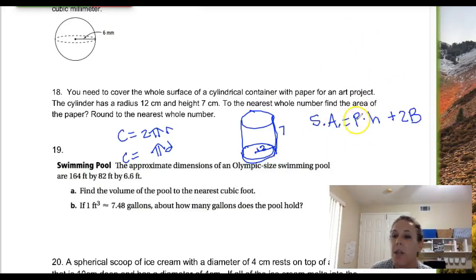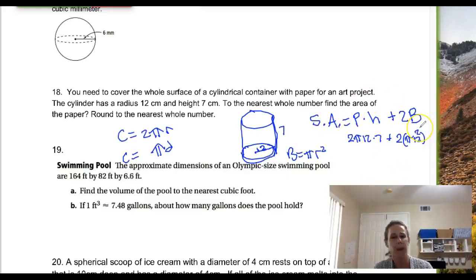All right. Your perimeter of the base, well, it's a circle, so the perimeter is the circumference. So it's 2 pi r. So 2 times pi times your radius, which is 12. And then the height is 7, plus 2 times the area of the base. Well, the base is a circle. The area of the base is going to be pi r squared. Our radius is 12, so it's going to be pi times 12 squared.